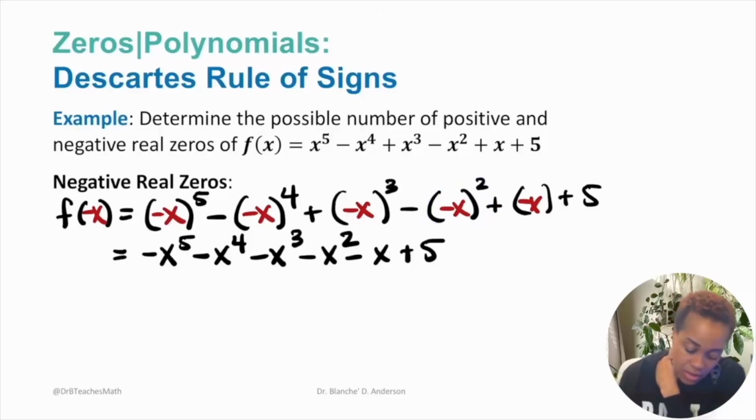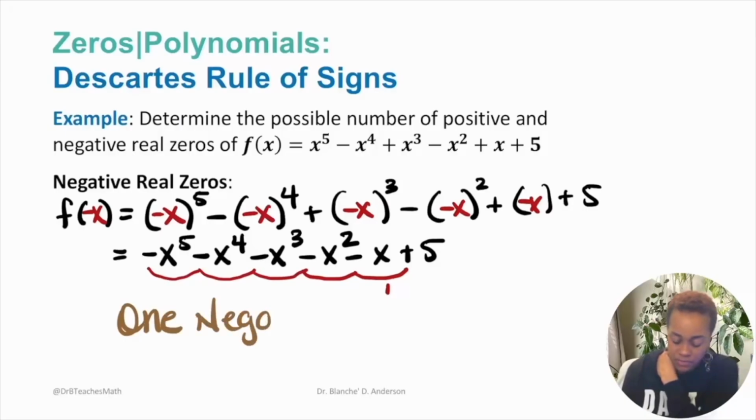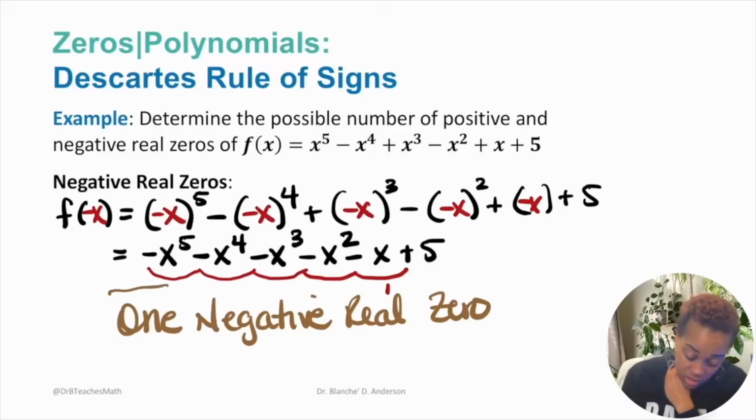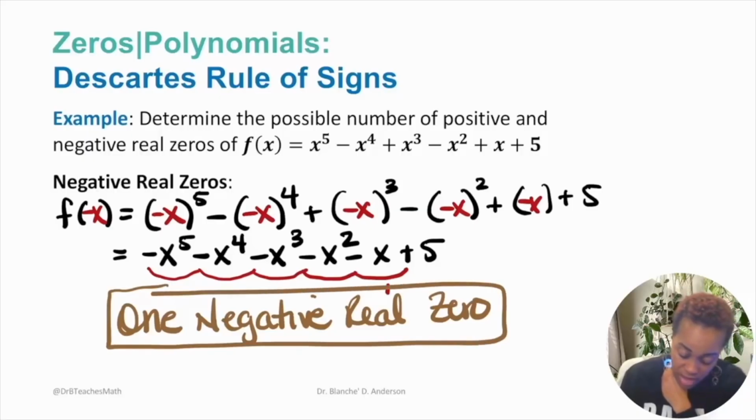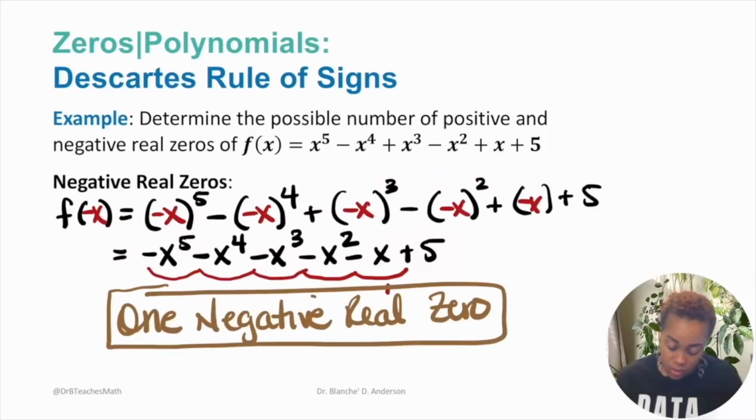Now count the number of sign changes. Negative to negative, negative to negative, negative to negative, negative to negative, negative to positive. Only one sign change. So you're going to have 1 negative real 0. You notice there's no or. So if you were listing all of them, I would pick the -1 first because you could have 4, 2, or none positive. You could have 1 negative.